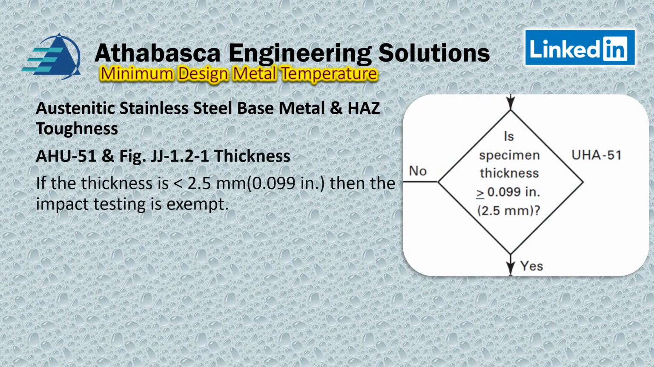another one here. It's called the UHA 51, and there's the figure which you mentioned about. This is the one for austenitic stainless steel. So it's JJ 1.2-1, and basically the first test for exemptions is the thickness less than 2.5 millimeters or 0.1 inches basically, and then it's impact temperature exempt. Okay, and this is just pulled from the graph.